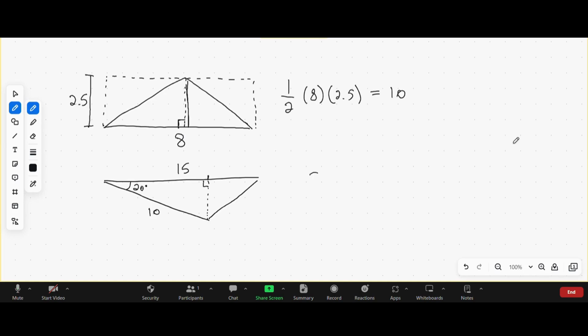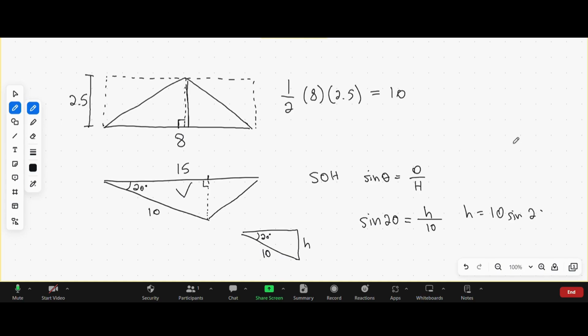And if you recall SOHCAHTOA, S-O-H: the sine of theta is equal to the opposite side length over the hypotenuse. If we took just this triangle right here, the opposite side is our height. The hypotenuse has a length of 10, and the angle theta is 20 degrees. So if we plug those values in, the sine of 20 is equal to the height over 10. Therefore, the height is equal to 10 sine of 20 degrees.